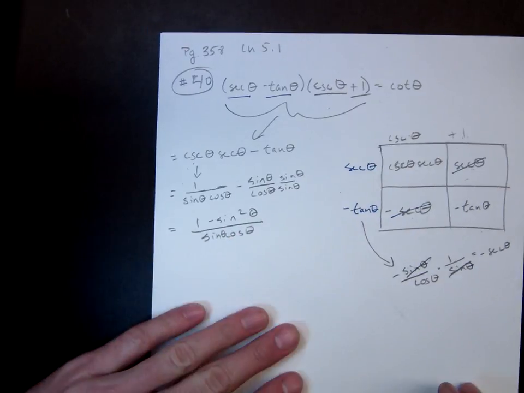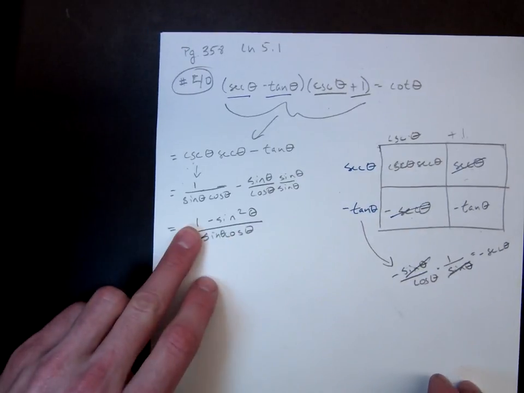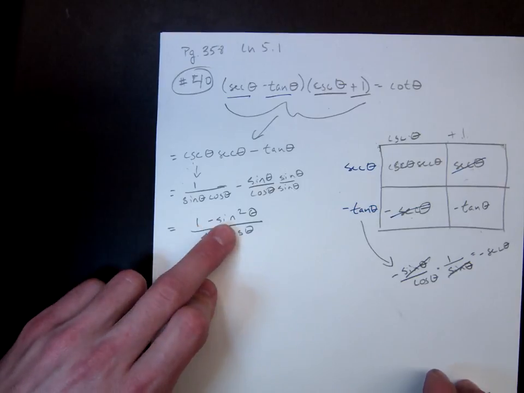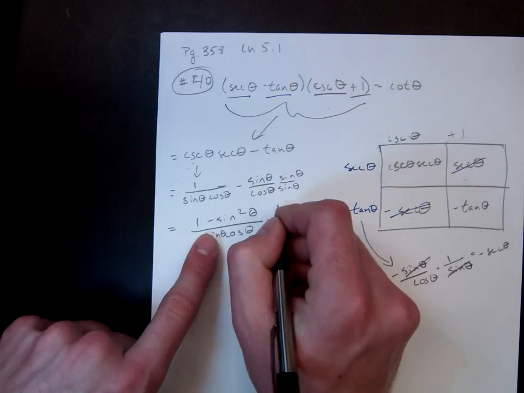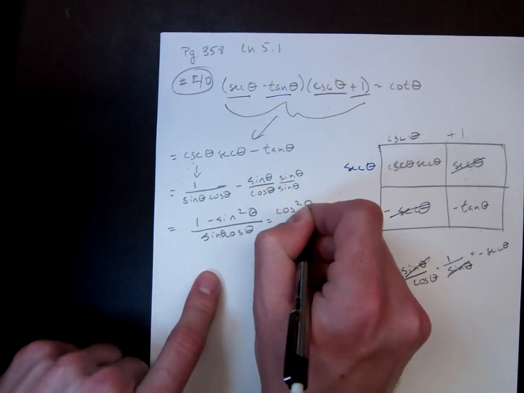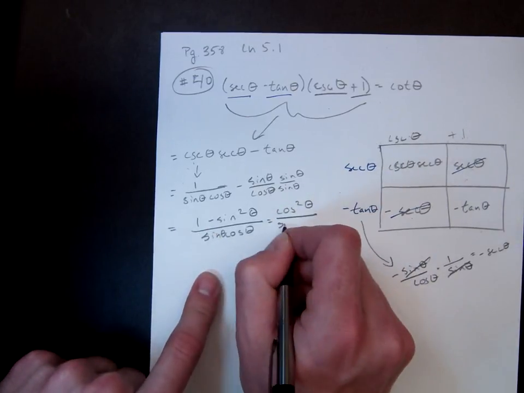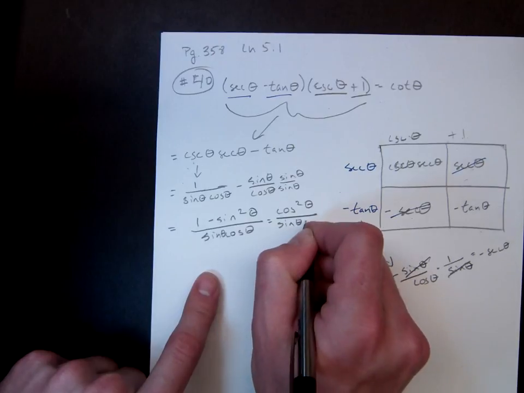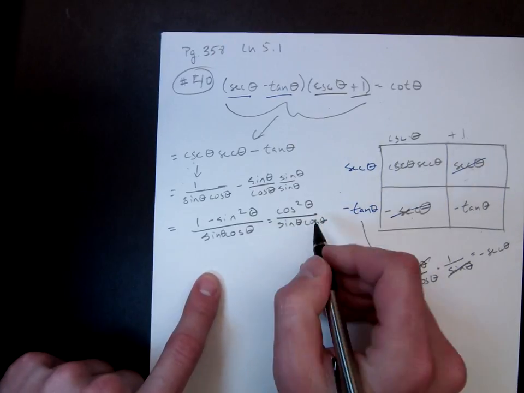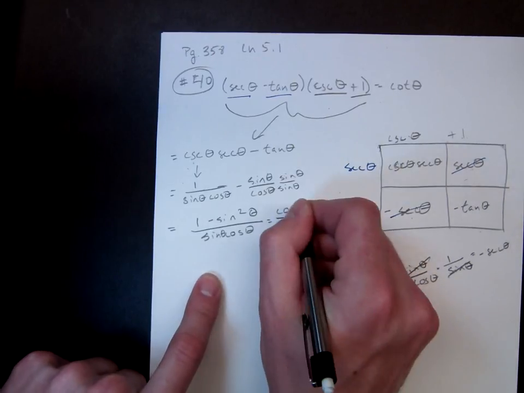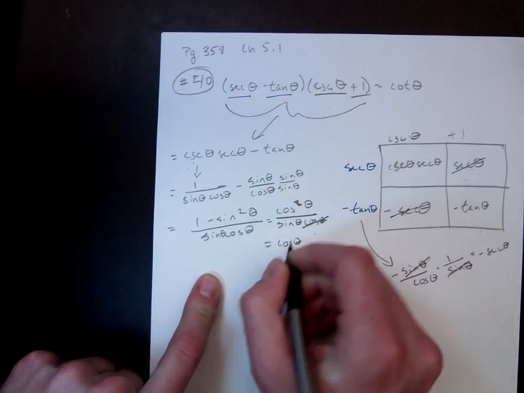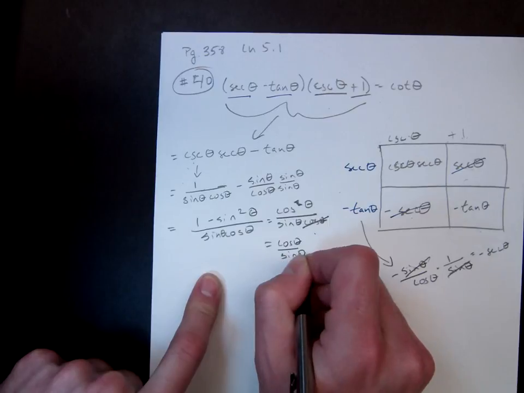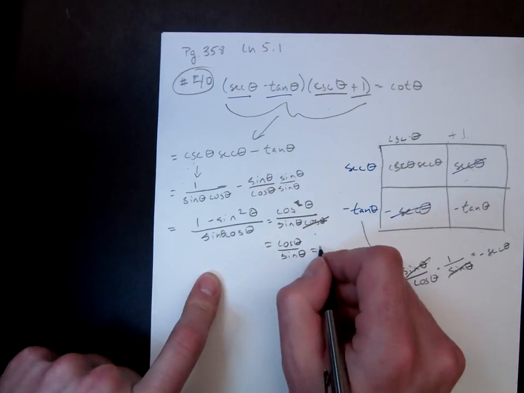Okay. So I'm looking up here and I see a 1 and a sine squared, so I'm thinking, oh, that's a Pythagorean identity, which is just equal to cosine squared over sine cosine. Well, I can cancel my cosine down here with one of the cosines up top. Then I'm left with cosine over sine, which is an identity. It's just cotangent.